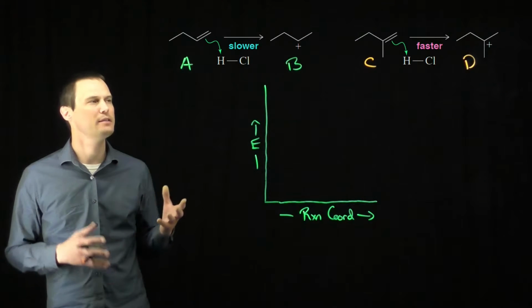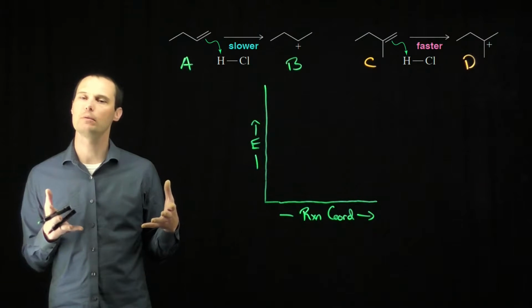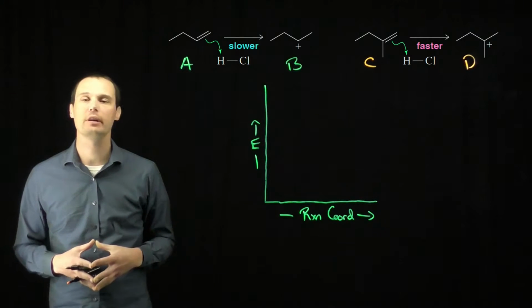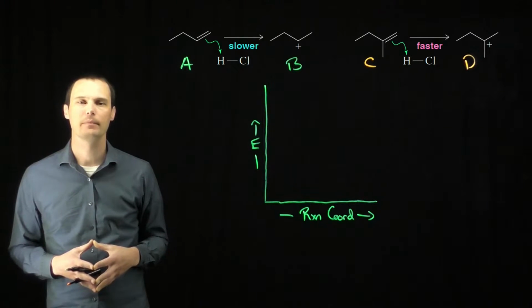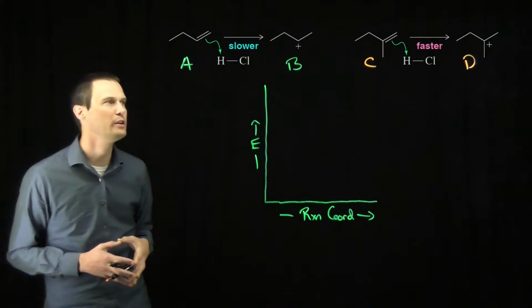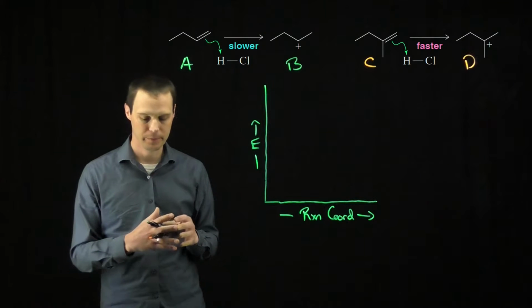The question asks us to explain the statement, "the more stable intermediate forms faster," using these reactions as an example and by demonstrating it on a reaction coordinate diagram. I've labeled these structures A, B, C, and D. Let's plot them on a reaction coordinate diagram and see if we can explain this statement.